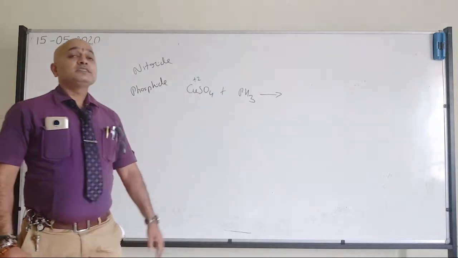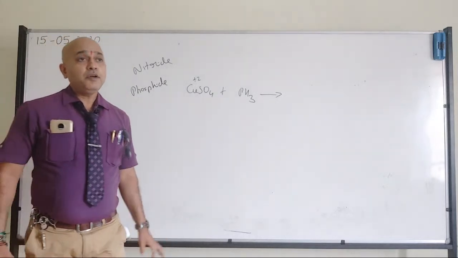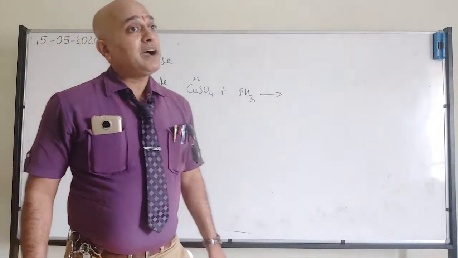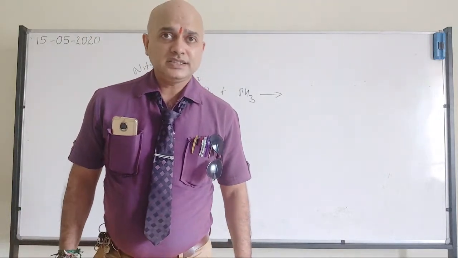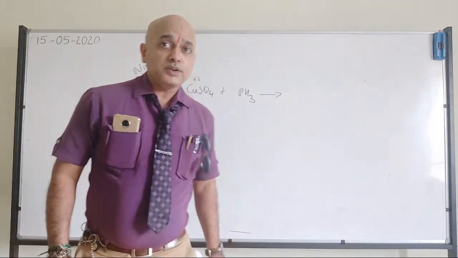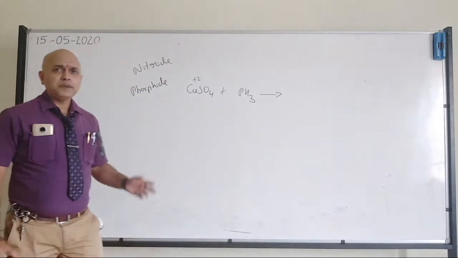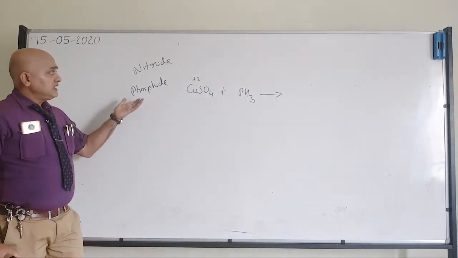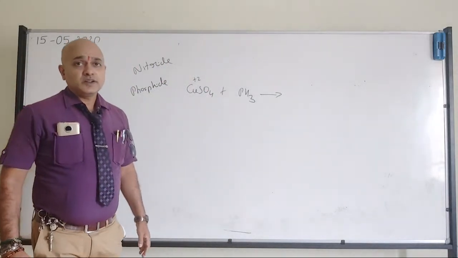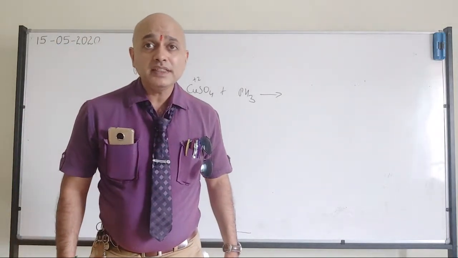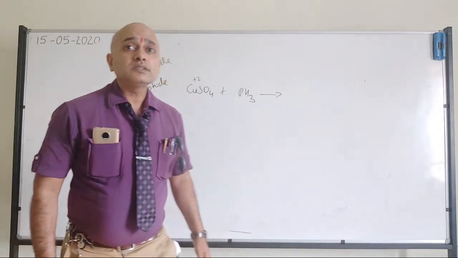Nitrite. Nitrite is a compound where nitrogen will be with -3 oxidation state. Then those compounds can be called nitrides. Normally it will be with metals. Phosphides are those compounds where phosphorus will be with -3 oxidation state.